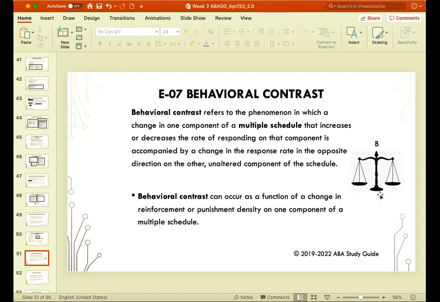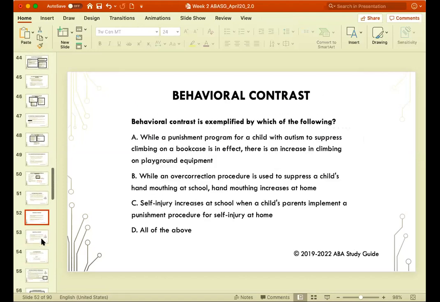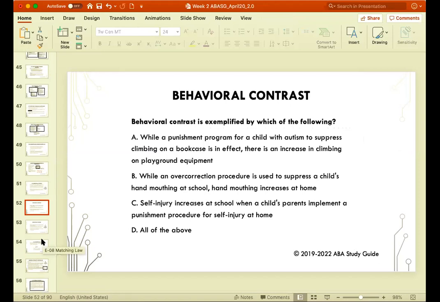So behavior contrast can occur as a function of a change in reinforcement or punishment density in one component of a multiple schedule. So with that in mind, what do you think is the best answer here? Behavior contrast is exemplified by: A, a punishment program for a child with autism to suppress climbing on a bookcase has the effect of an increase in climbing on playground equipment. B, while an overcorrection procedure is used to suppress a child's hand-mouthing at school, hand-mouthing increases at home. D, self-injury increases at school when a child's parents implement a punishment procedure for self-injury at home.